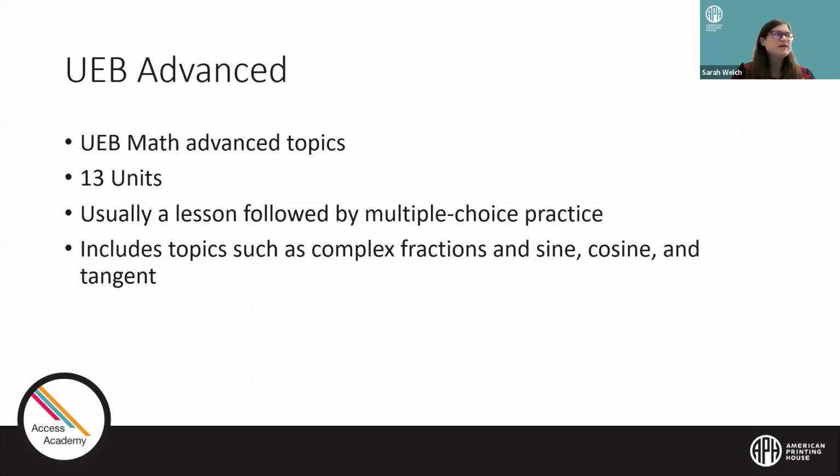So UEB Advanced is primarily more math-related topics. We've also mentioned Nemeth. If you're not as familiar with Braille, here's some of the history. Originally in the United States, we used a different Braille code, EBAE, English Braille American Edition. It was literary Braille, so you could read books, but originally there was not a way to do math.